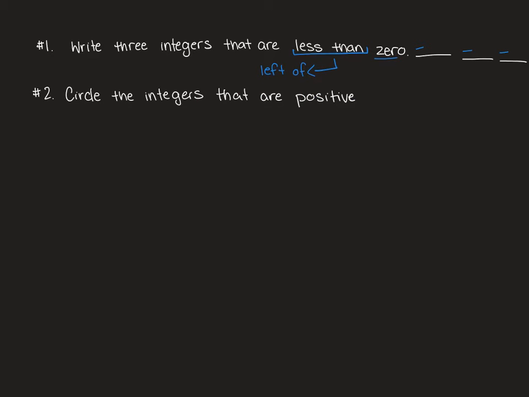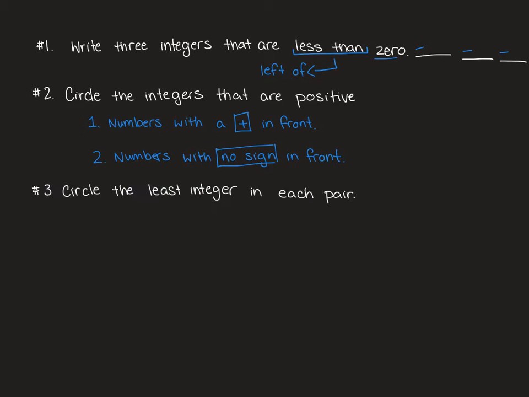Number 2 is going to ask you to circle the integers that are positive. To tell if a number is positive, you are looking for a number that has a plus sign in front of it or has no sign in front of it. Basically, you should be circling every number unless it has a negative sign.